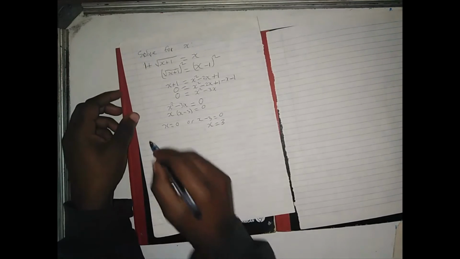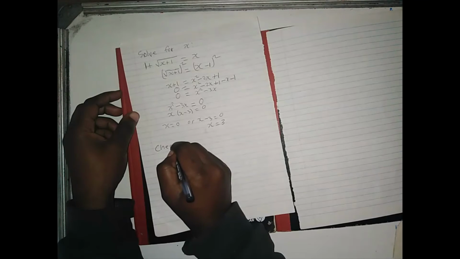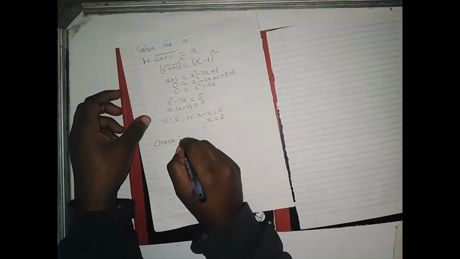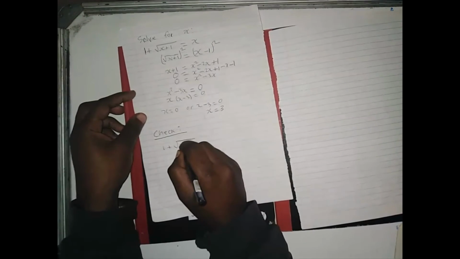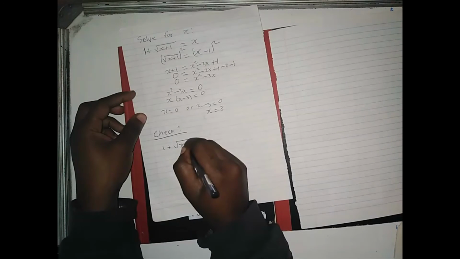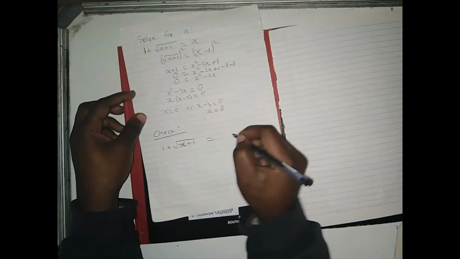Your solutions must be tested so that you can actually be sure of their authenticity. Okay, let's check this one. When we check, as we said earlier, what we do is we rewrite the equation literally as it is. In this case, we've got 1 plus square root of x plus 1, and then equal to x.